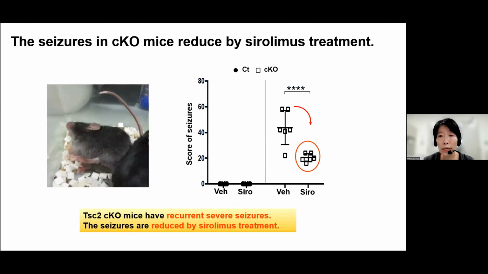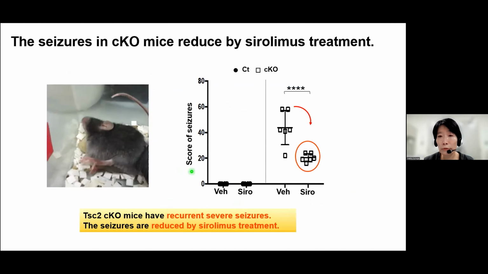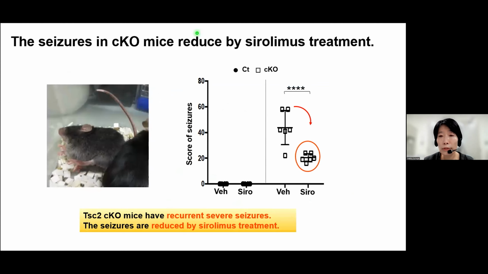This is one of the common spontaneous seizures seen in these cKO mice. This graph shows the degree of the seizures. Here are cKO mice with vehicle and with Sirolimus. cKO mice exhibited many and strong seizures, but Sirolimus treatment suppressed the seizures in cKO mice.